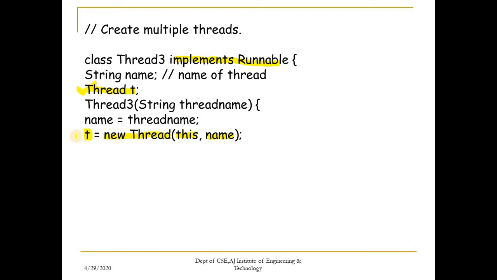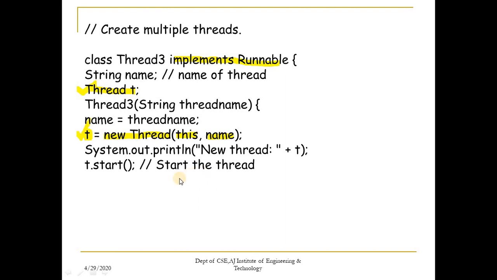So these two steps are important whenever you are creating a thread by implementing the runnable interface. You have to create a variable of type thread, and you have to create a new object by calling the thread constructor, and that object reference you have to assign to t. Next, on that thread t, I call the start method to start the thread.